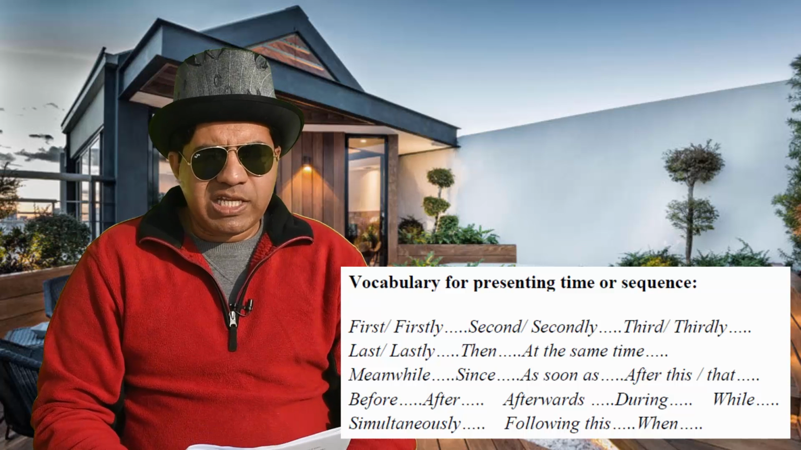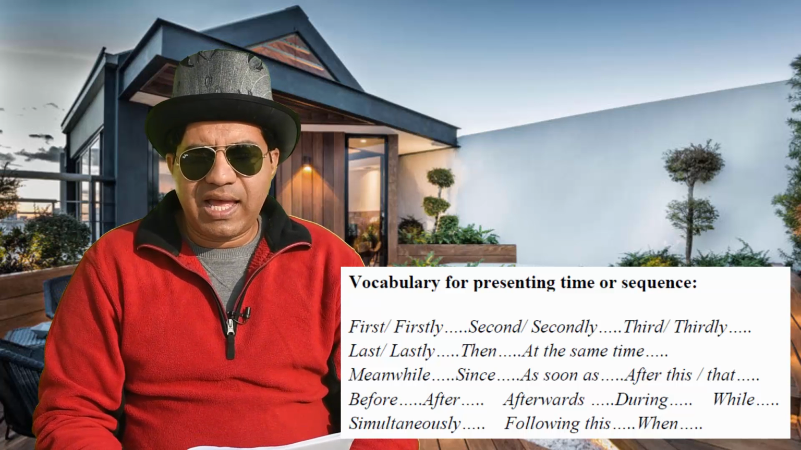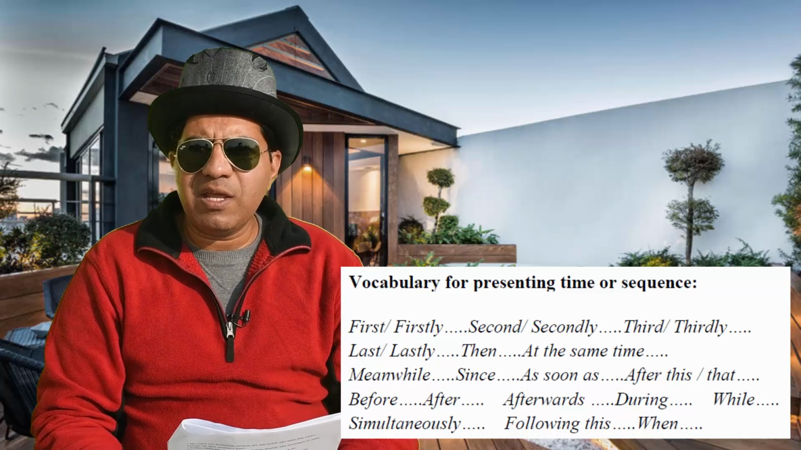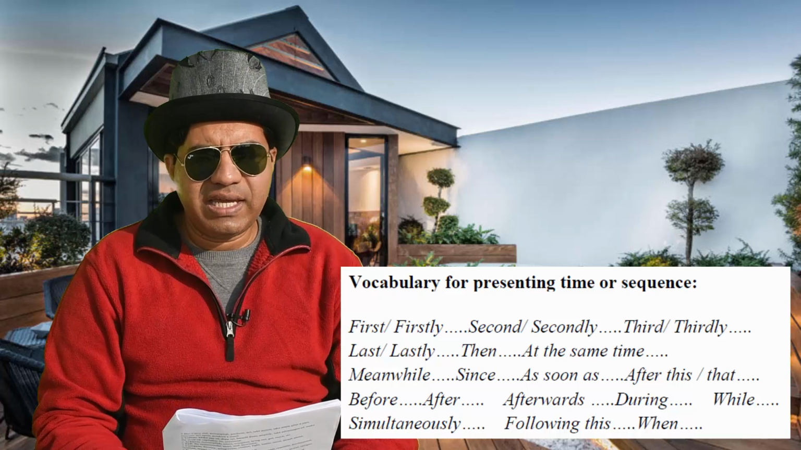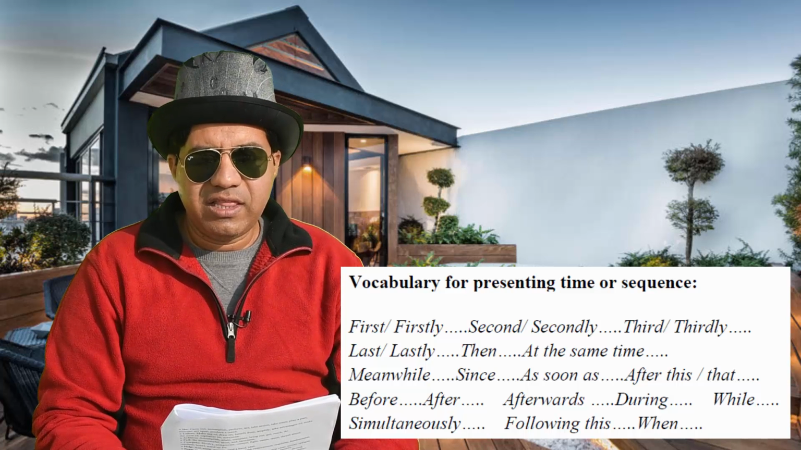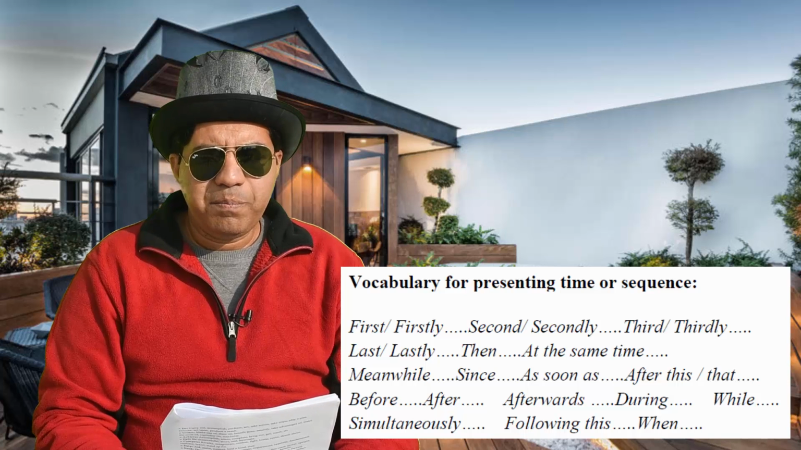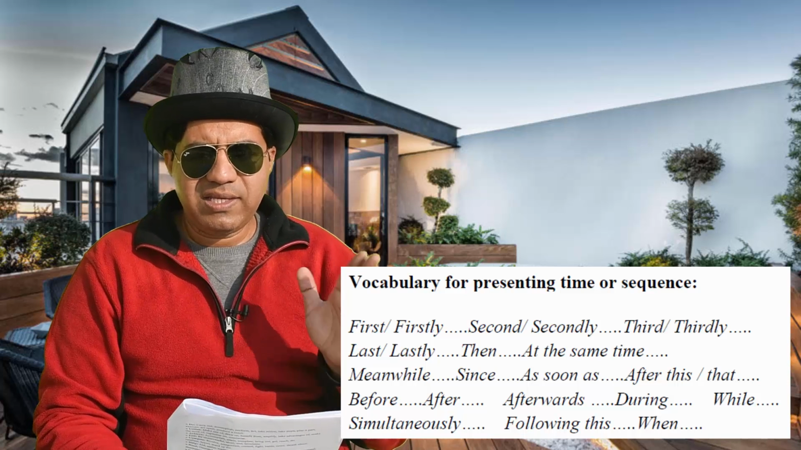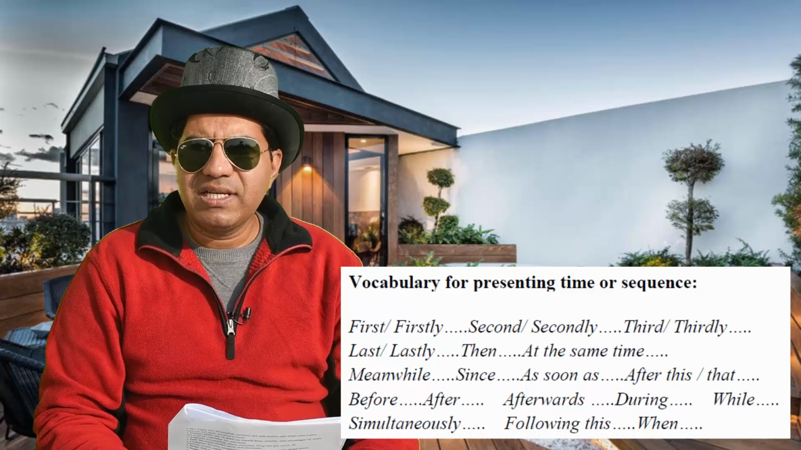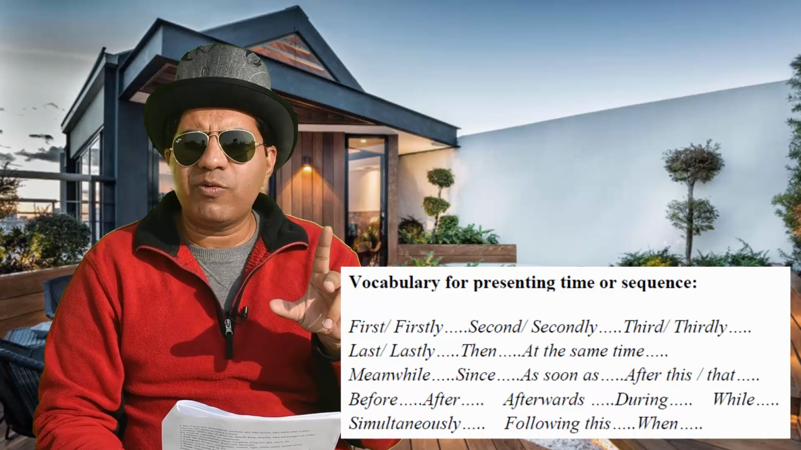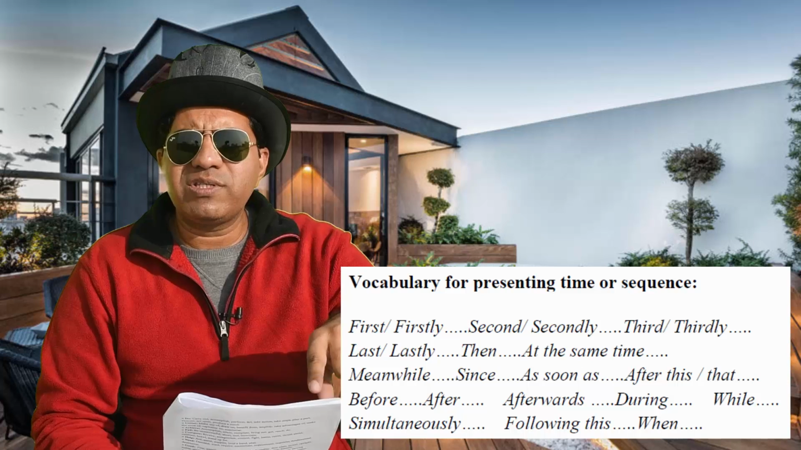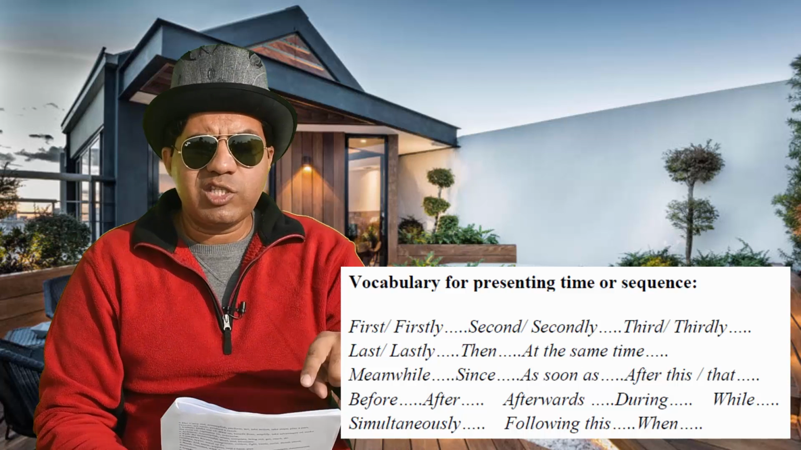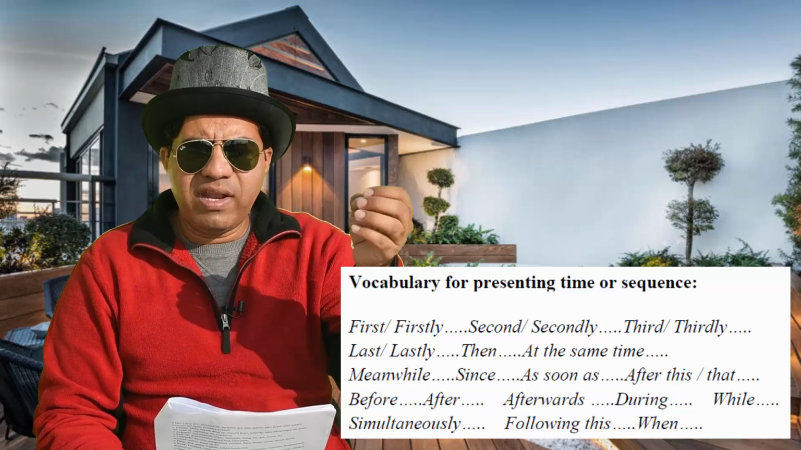And last but not the least, we've got vocabulary for presenting time or sequence. This is very important for coherence and cohesion. First, firstly, second, secondly, third, thirdly, last, lastly, then, at the same time, meanwhile, since, as soon as, after this, after that. This is very important for sequencing, and this can help you in report writing, especially when there is a process diagram. This can help you there as well, and this will help you in IELTS listening section 3 when there is a long lecture.